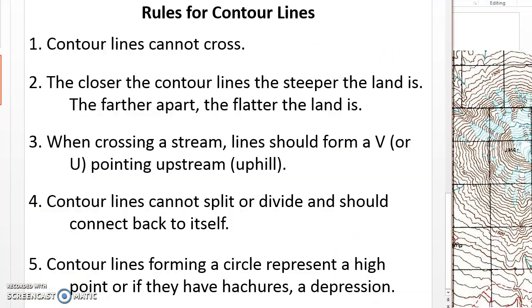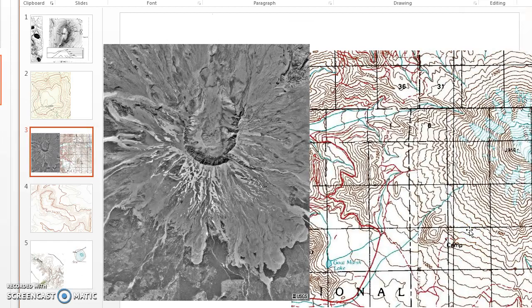All right, the next line says contour lines cannot split. You can't have one line that divides into two that go in different directions. Okay, it's one line, it can only stay one line, and eventually it will come and connect back to itself. Okay, now that may or may not be shown on the map.